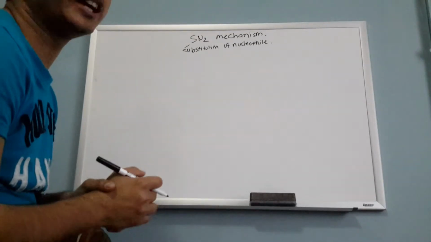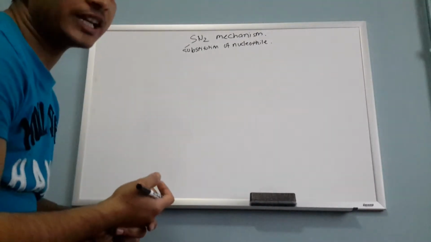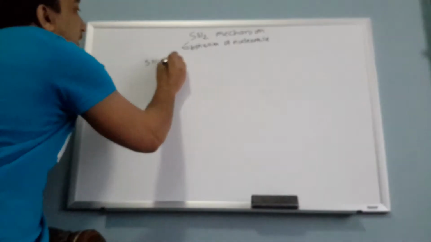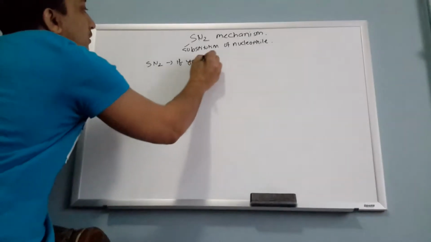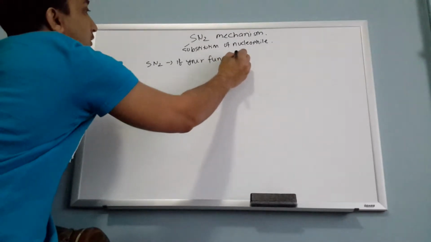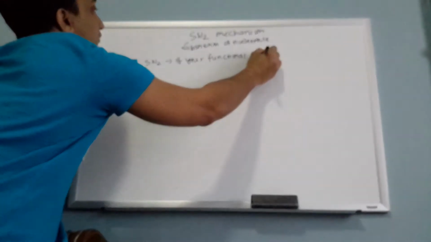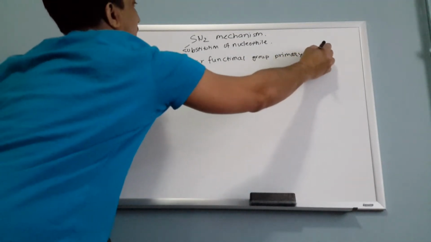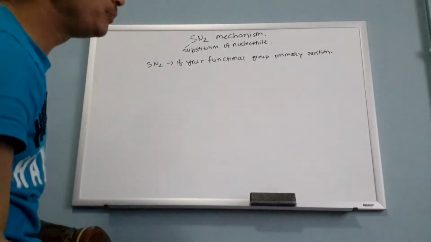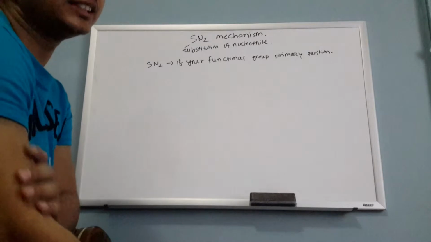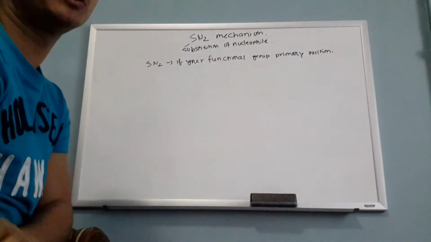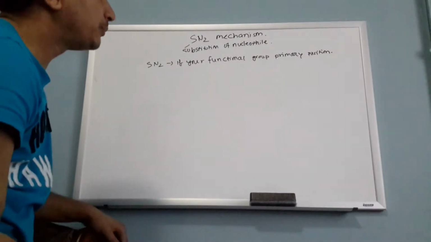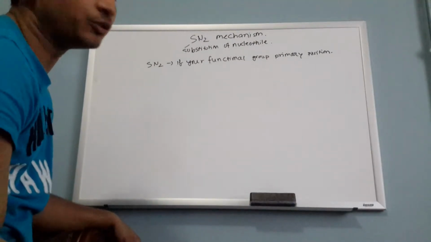You have to understand how you can figure out that this particular molecule follows the SN2 mechanism. It's very simple. If your functional group is at the primary position, then you can say this is my SN2 mechanism. And SN1 is for what? Secondary and tertiary. SN2 is for primary. So if I give you something, you have to tell me whether this is an SN1 or SN2 mechanism.